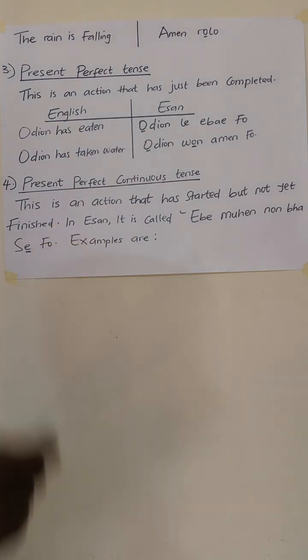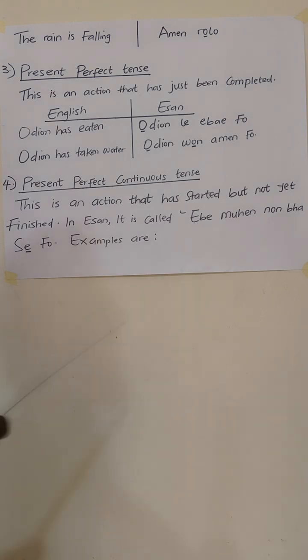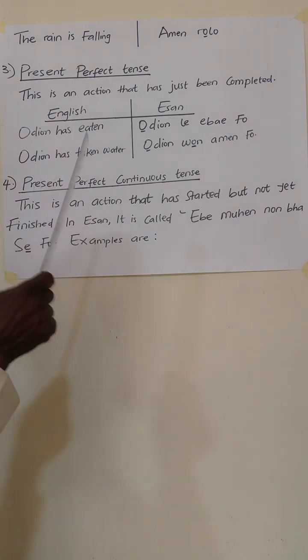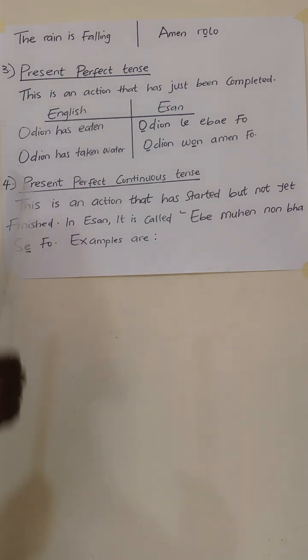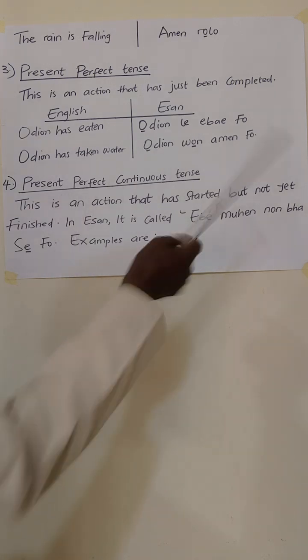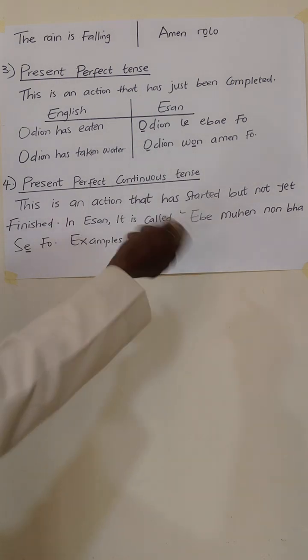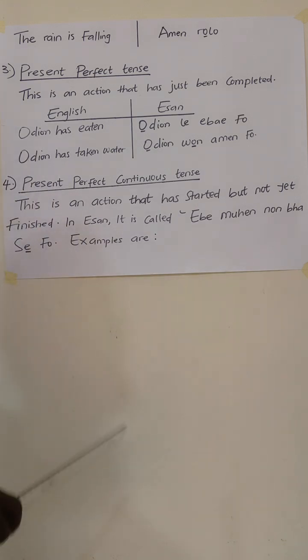Amerolo. Ameworonia. The rain is falling. Ebewo sununia. Present perfect tense. This is an action that has just been completed. Eminawola lufonia. Ojo has eaten. Ojo lay by full. Ojo has eaten. Owola sunufonia.